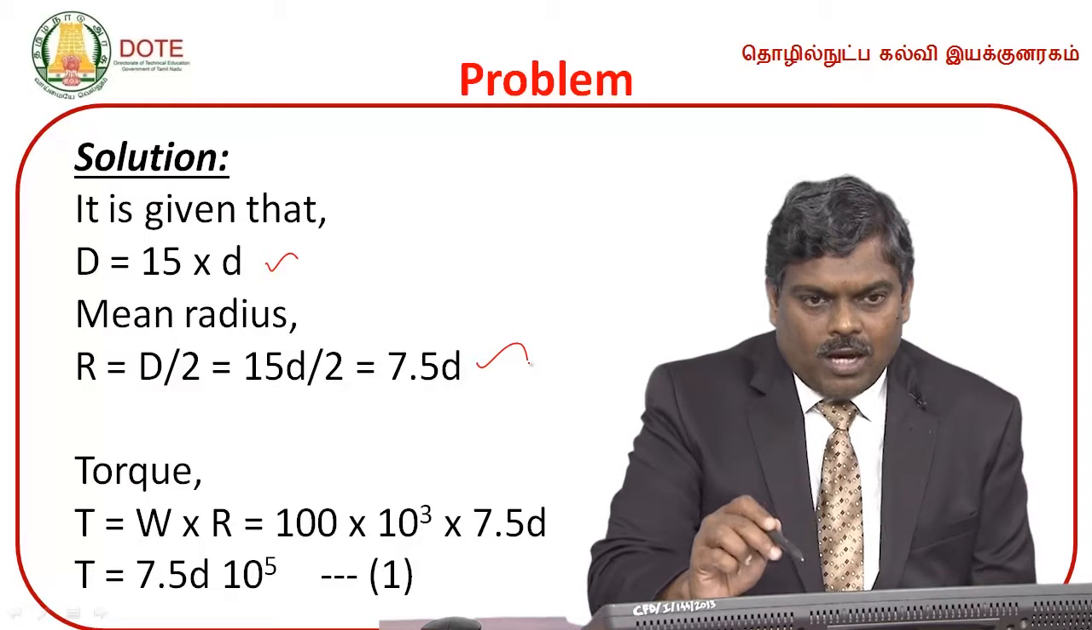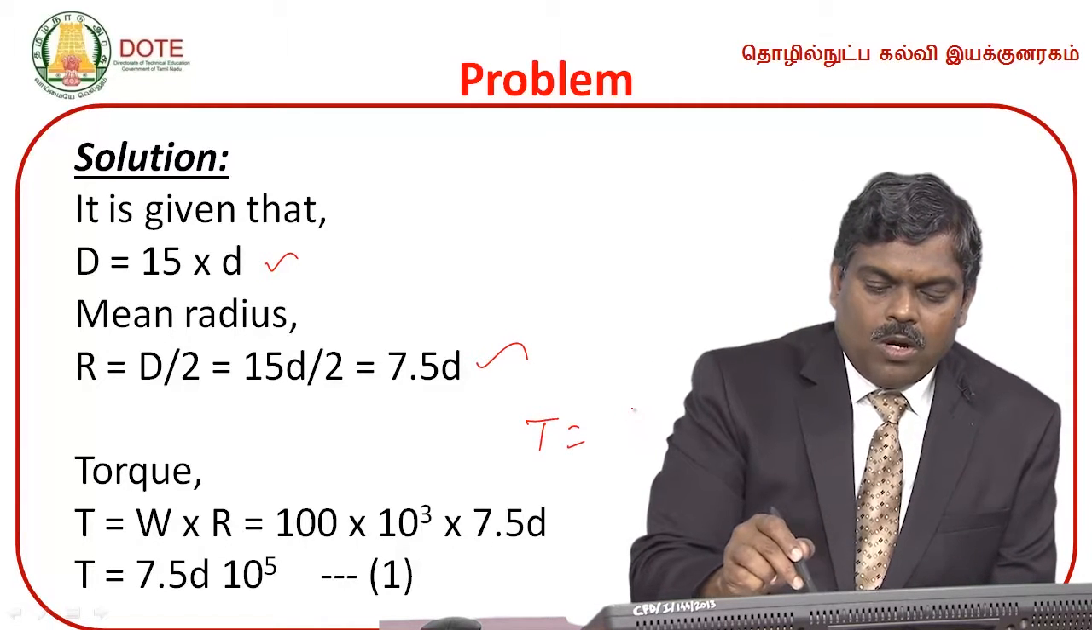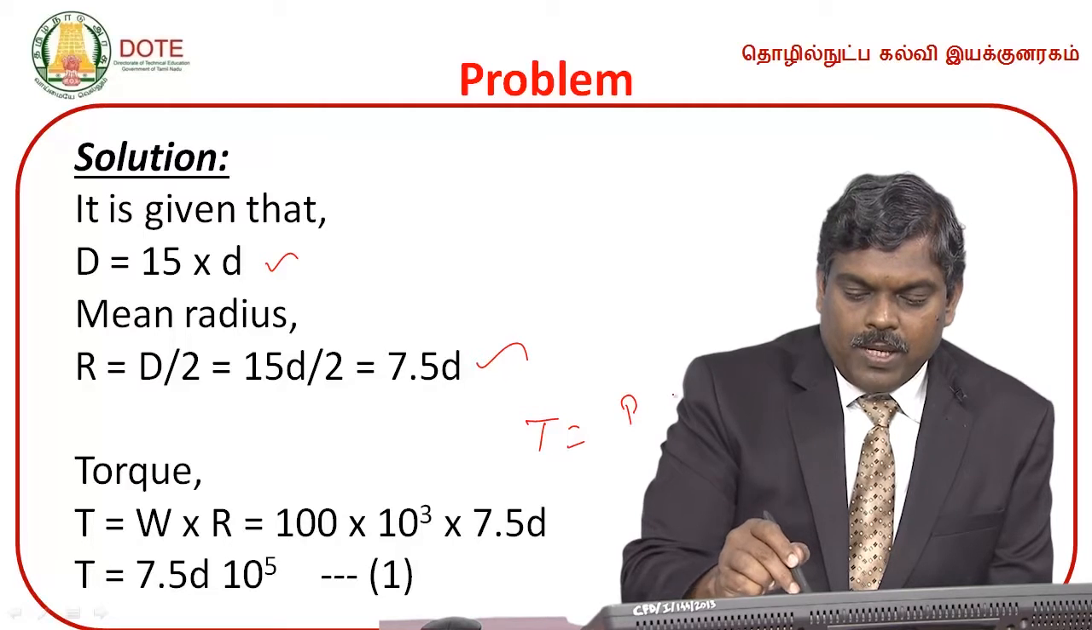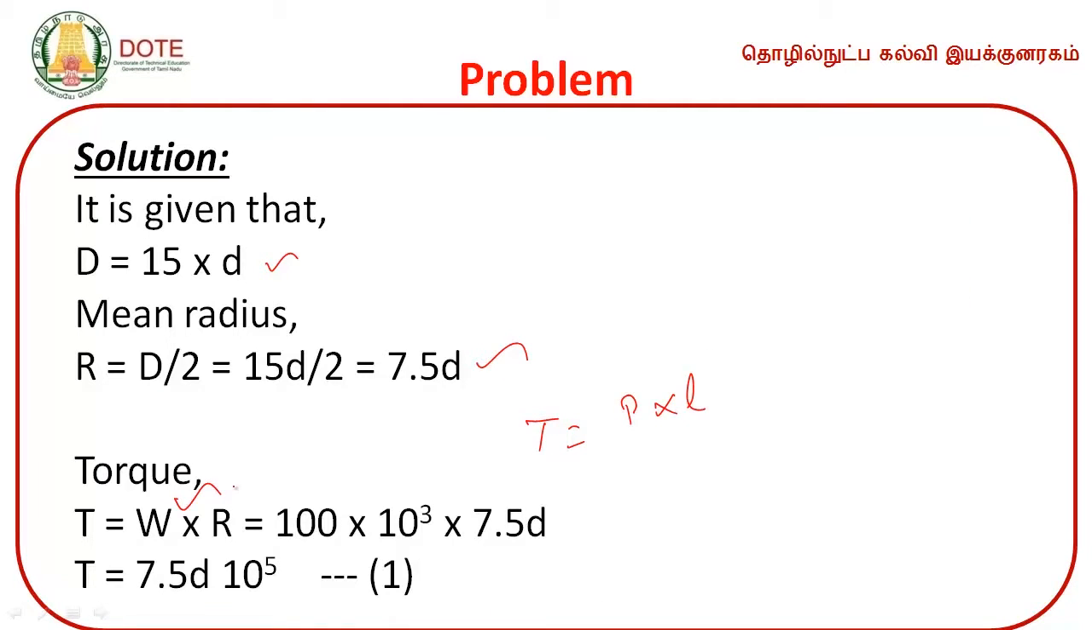We know that torque is given by load into distance, P into L. So what is the load here? W. What is the distance? R. So W is 100 into 10 to the power 3, R is 7.5 d. So we can multiply them and write it as 7.5 d into 10 to the power 5, as equation 1. Okay, torque in terms of diameter. So torque is equal to 7.5 times d into 10 to the power 5. Take this one as equation 1.